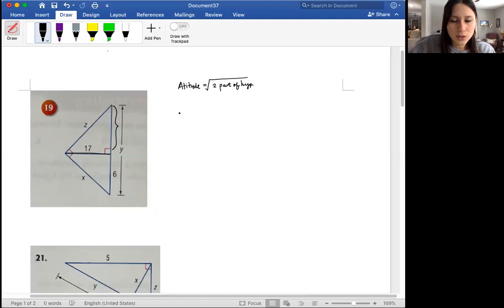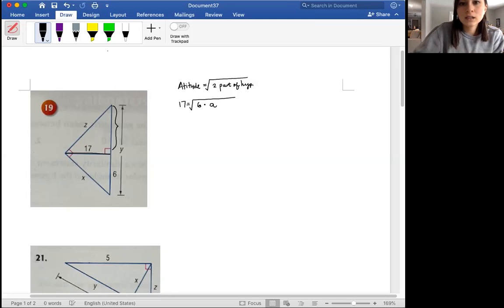So I know the altitude is 17. I'm going to plug in 17. That is the square root of 6 times this other part of the hypotenuse. So 6 times, let's just give it a variable. X, Y, and Z are taken, so I'm going to say A, okay?